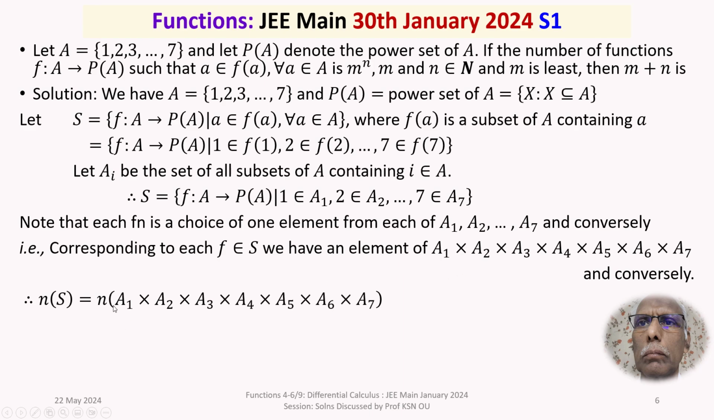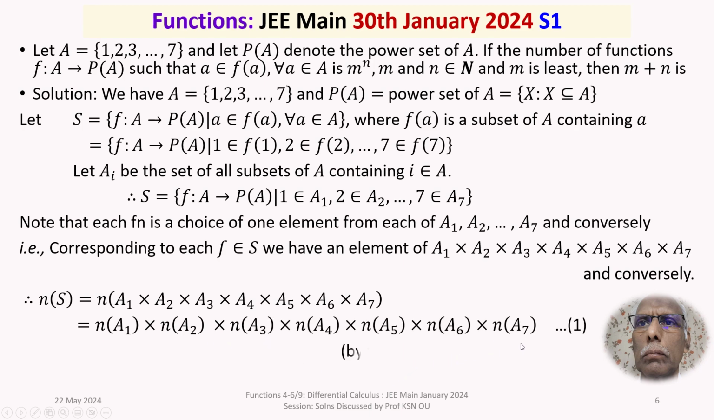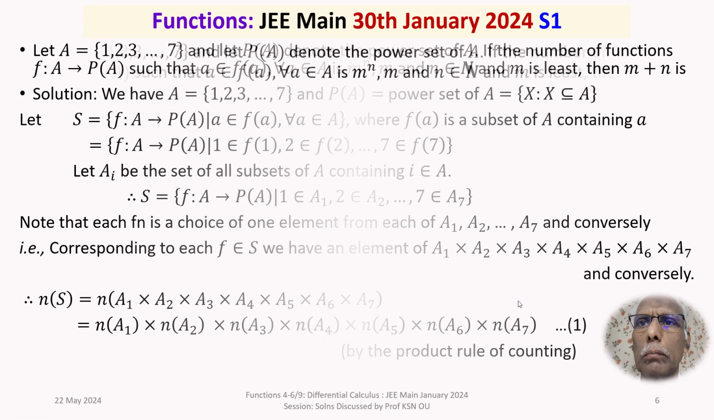So n of A1 cross A2 cross A3 cross A4 cross A5 cross A6 cross A7. Use the product rule of counting. Then you will get n of A1 multiplied by n of A2 multiplied by n of A3, etc., multiplied by n of A7 by the product rule of counting. Let's call this equation number 1, and we go to the next slide for the further discussion.